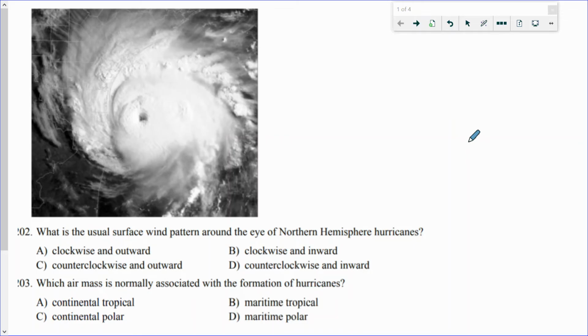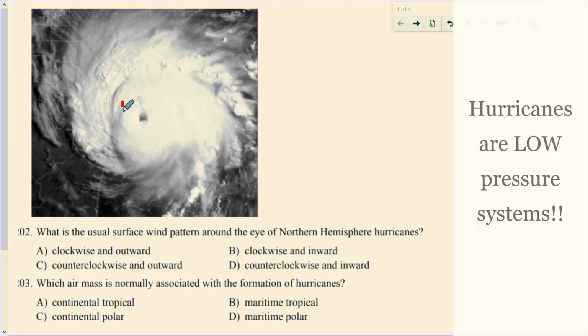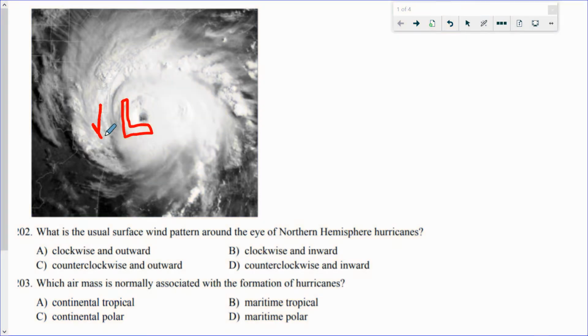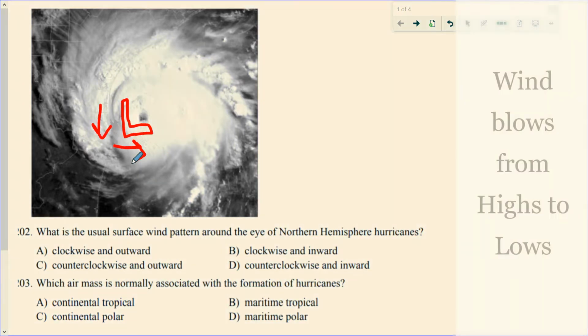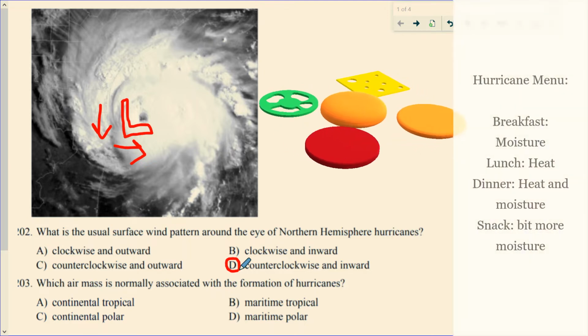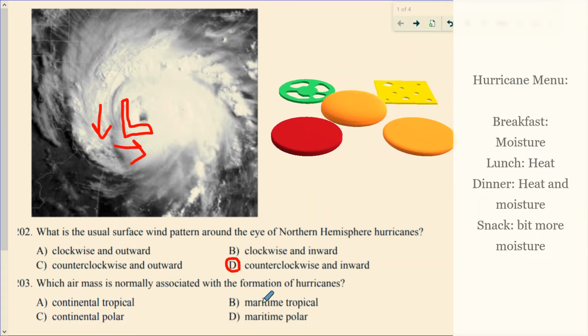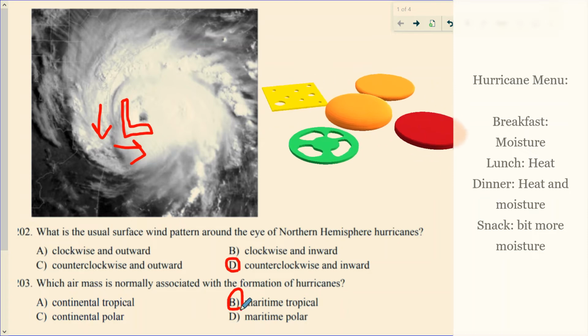So you can see a satellite image here of a hurricane, and it is spinning in this direction. It's counterclockwise. This is the center of a gigantic low pressure system. So as it's all spinning that way, what's the surface wind pattern? You got to remember, you draw the same direction that you're going around the L. Okay? And wind blows from highs to lows, so they go into the low and counterclockwise. So counterclockwise and in. Air mass associated with formation of hurricanes: that's the moist, really warm tropical waters. So that's maritime, the water, marine, tropical, B there.